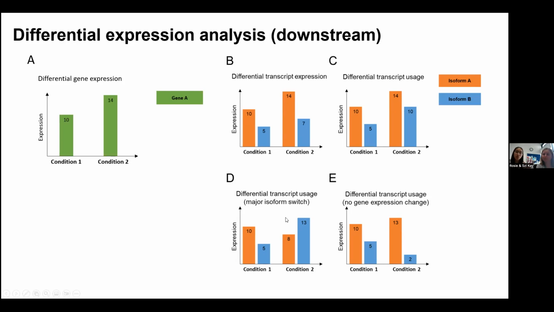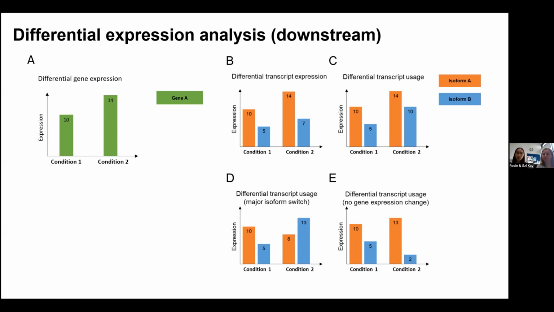You can also have a scenario where it's changed, but the dominant isoform changes between conditions. So here, for example, in condition 1, the orange isoform is the dominant isoform, but in condition 2, the upregulation of the blue isoform means that now the blue isoform B is the dominant isoform. And the final scenario is where you have a change in the expression of the transcripts, but there's basically no gene expression change. So for example, you have an upregulation of the red isoform by 3, but a downregulation of the blue isoform. So basically a net 0 change at the gene expression level.